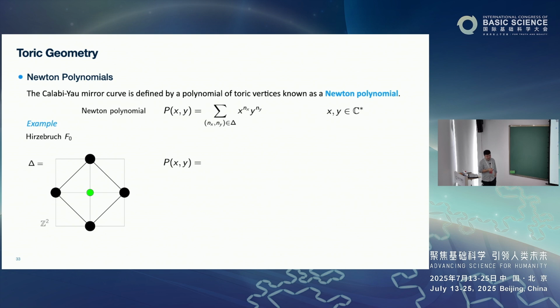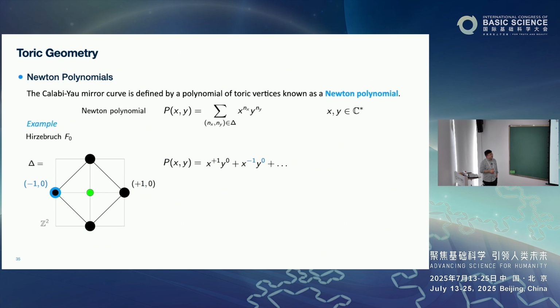So how do I define this mirror curve? In fact, it's defined by the zero locus of a polynomial in x and y. This polynomial is also known as the Newton polynomial coming from the toric diagram of the toric Calabi-Yau threefold. It's basically a finite generating function of the vertices of the toric diagram. The vertices have coordinates in Z^2, which are integers, and I'm basically counting these coordinates by the variables x and y, where the exponents of x and y give me the coordinates of these vertices.